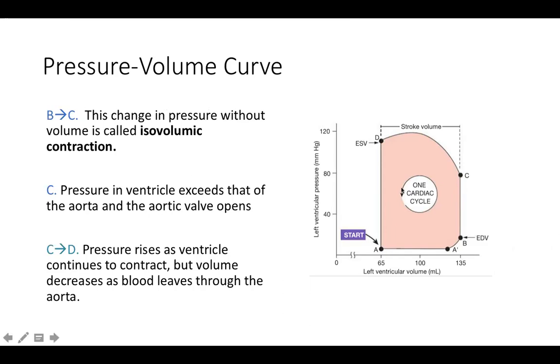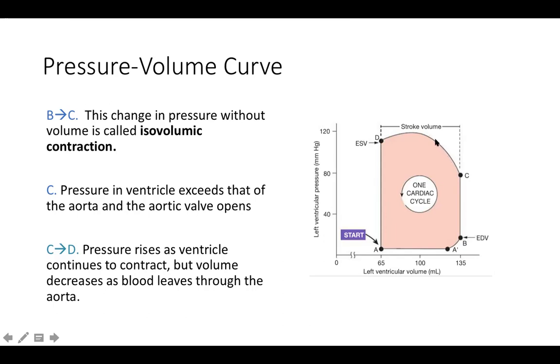Eventually, at point C, the pressure in the ventricle exceeds the pressure in the aorta, the large artery coming off of the left ventricle. When that happens, the aortic valve opens, and you start to eject blood. The ventricle is still contracting, but you're ejecting blood. And this is represented by you still getting an increase in pressure.